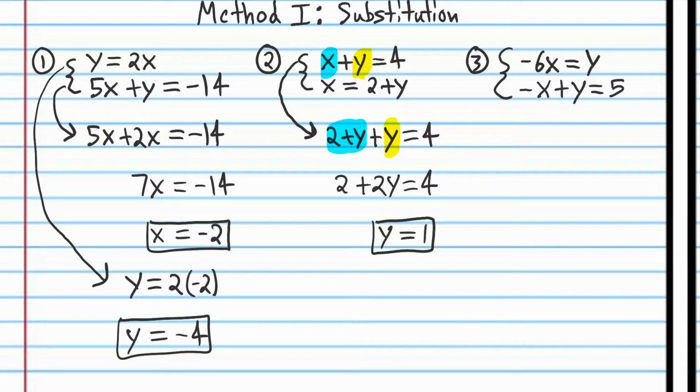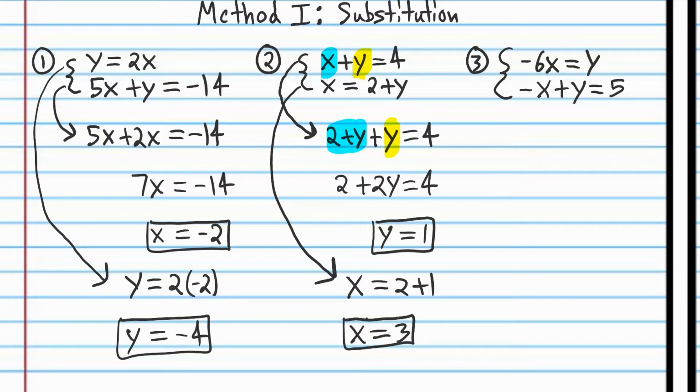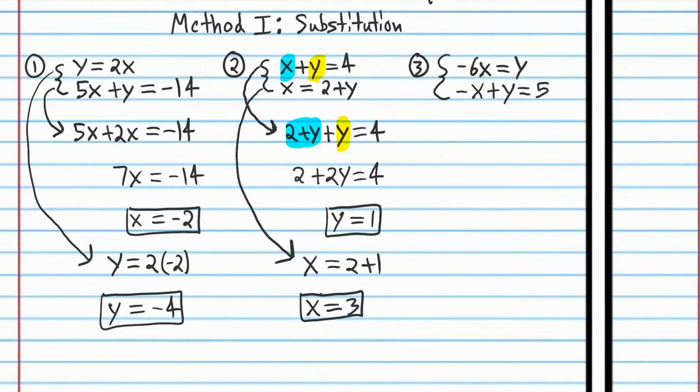the equation where x is solved for, because now we have to find x. It's always best to use the equation where x is solved for if you're looking for x, of course. And we know what y is, so we just plug in y here. And so x is equal to 2 plus 1, because y is 1. So x is equal to 3.